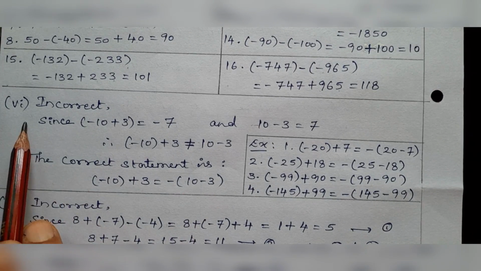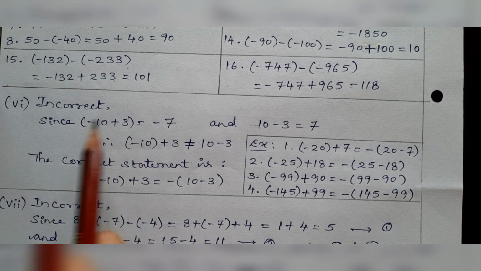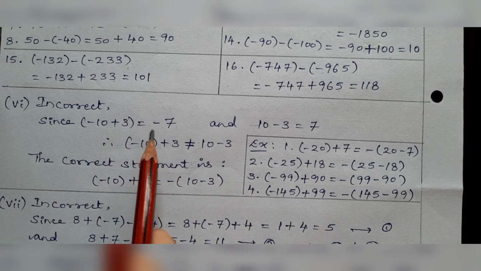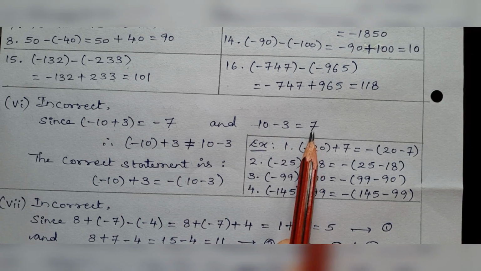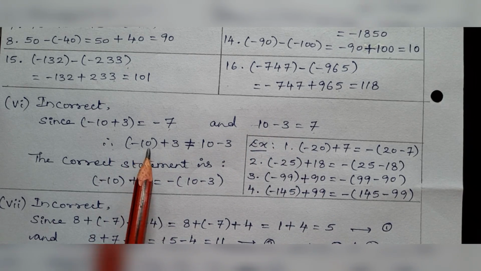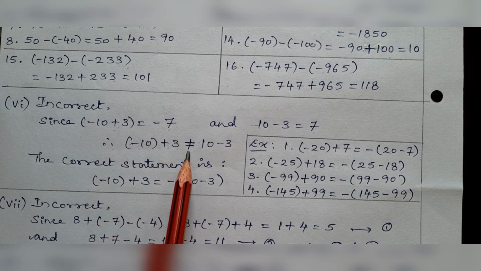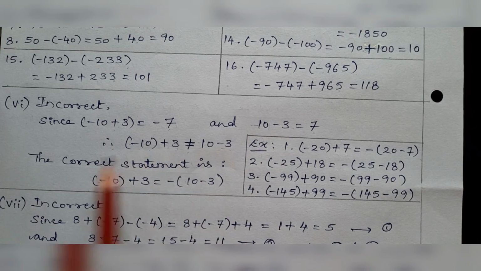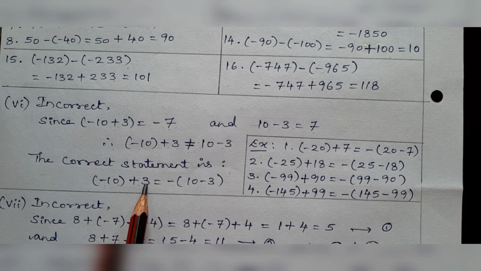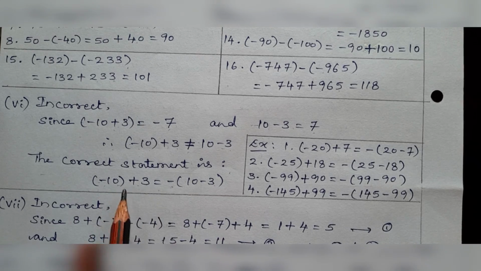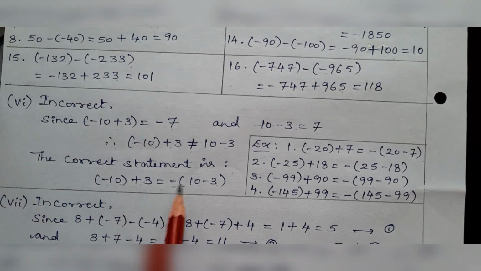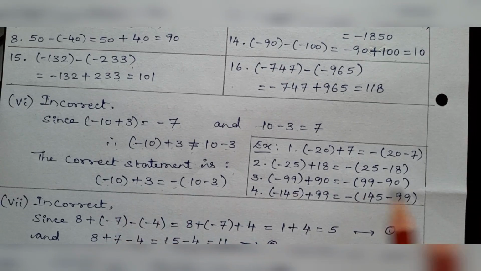Next, sixth statement is an incorrect statement because LHS is not equal to RHS. LHS value is minus 7 and RHS value is 7. So, therefore, minus 10 plus 3 is not equal to 10 minus 3. The correct statement is minus 10 plus 3 equal to minus of 10 minus 3. So, both are equal. LHS value and RHS value are equal. This is the correct statement.